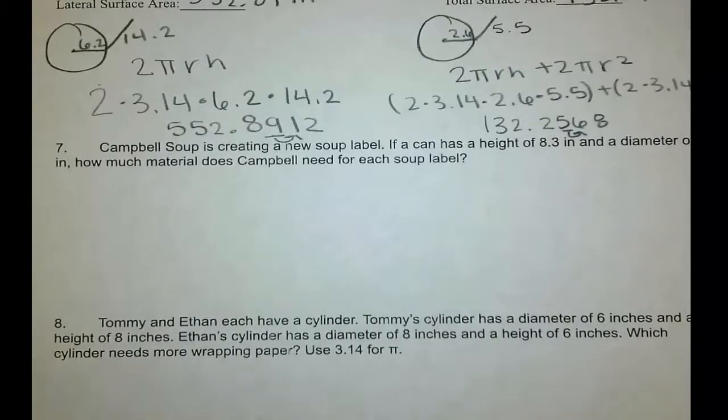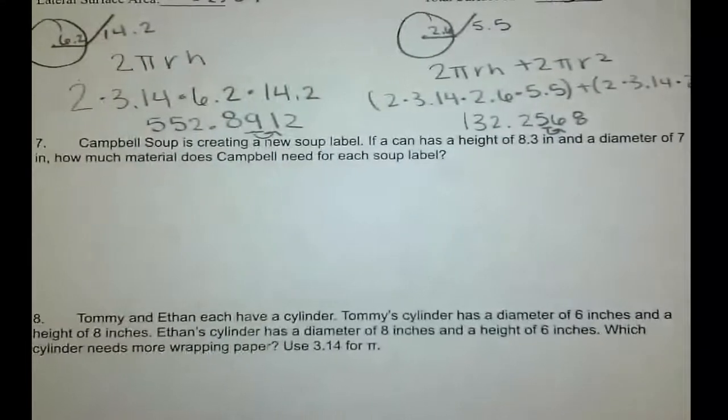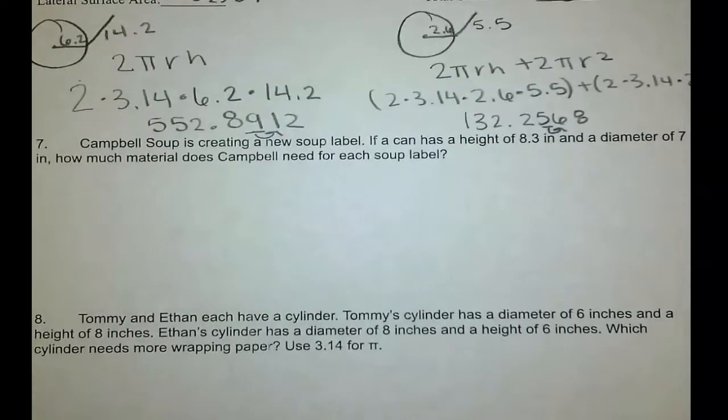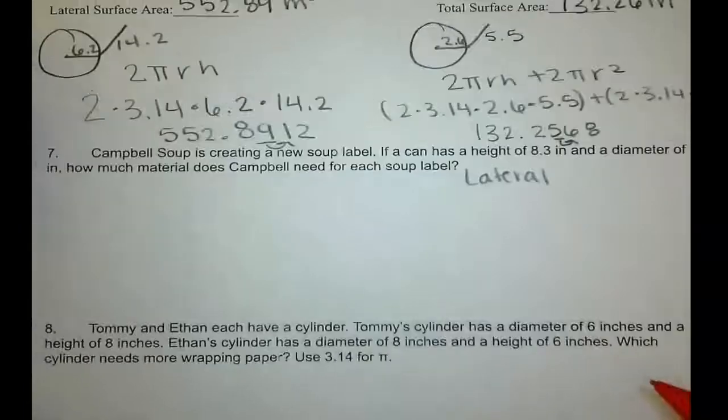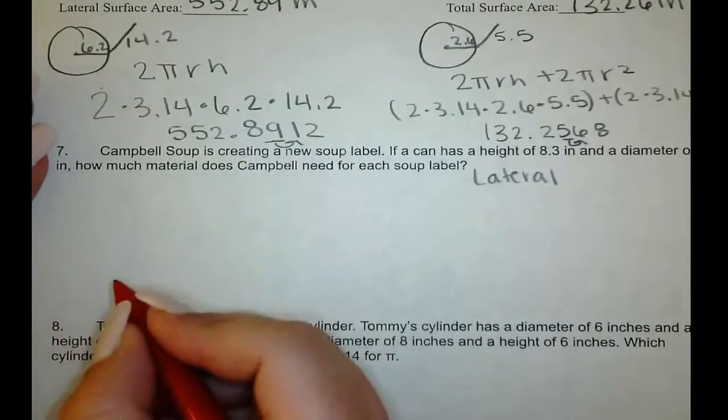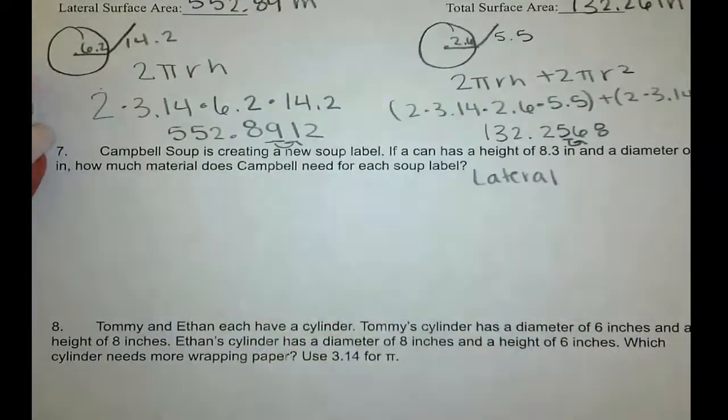So number 7 says Campbell's Soup is creating a new soup label. If a can has a height of 8.3 inches and a diameter of 7 inches, how much material does Campbell need for each soup label? So if you look at a can of soup, they are not covering the whole thing. They don't cover the top or the bottom. So this would be lateral surface area. So what I'm going to help you do is draw your picture, and then you're going to solve this one on your own as well.